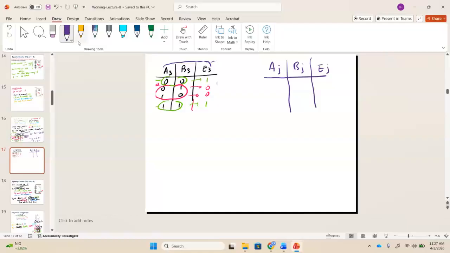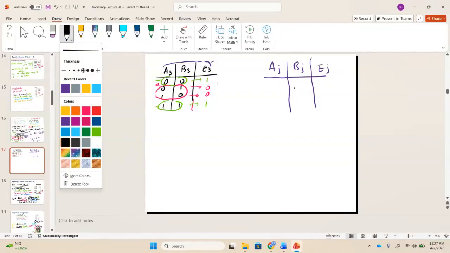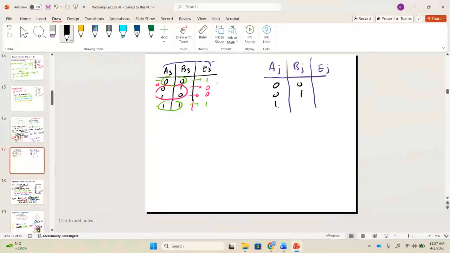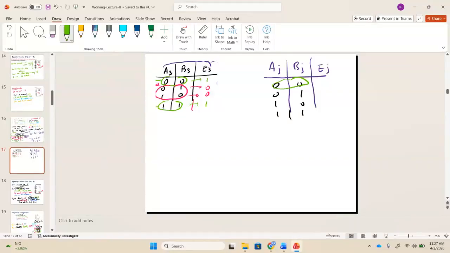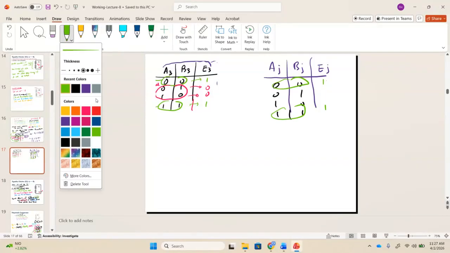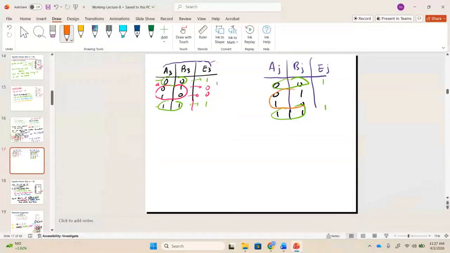So now if I draw it, using the black color, this will be 0, 0, 0, 1, 1, 0, and 1, 1. So the value of this, now I'm using the green color, these two will be 1 and 1, and the red color will be 0 and 0. Any question? Okay. So now which gate?